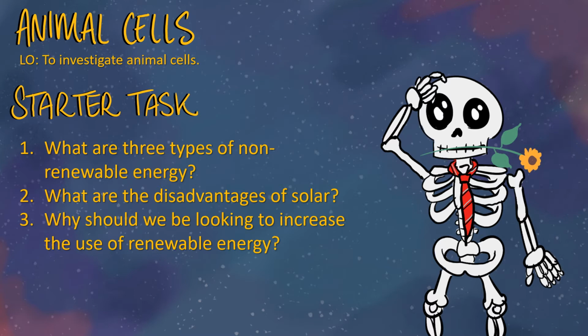So number one, what are the 3 types of non-renewable energy? So we've got coal, oil, and natural gas. Number 2, what are the disadvantages of solar energy? So disadvantage is that it is expensive initially to set up and it can only really be used in certain places.